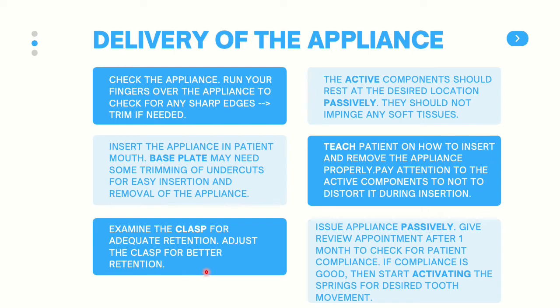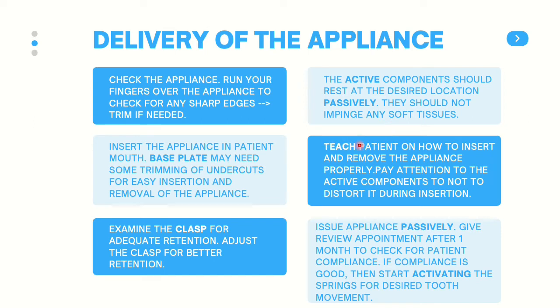It's easier to adjust the Adams clamps. You just need to bend the arm a little bit so that the arrowhead will insert into the undercut for better retention. And then the active component should rest at the desired location passively. When you first issue the appliance, make sure you issue it passively and do not activate the active component yet. This should not impinge on any soft tissue.